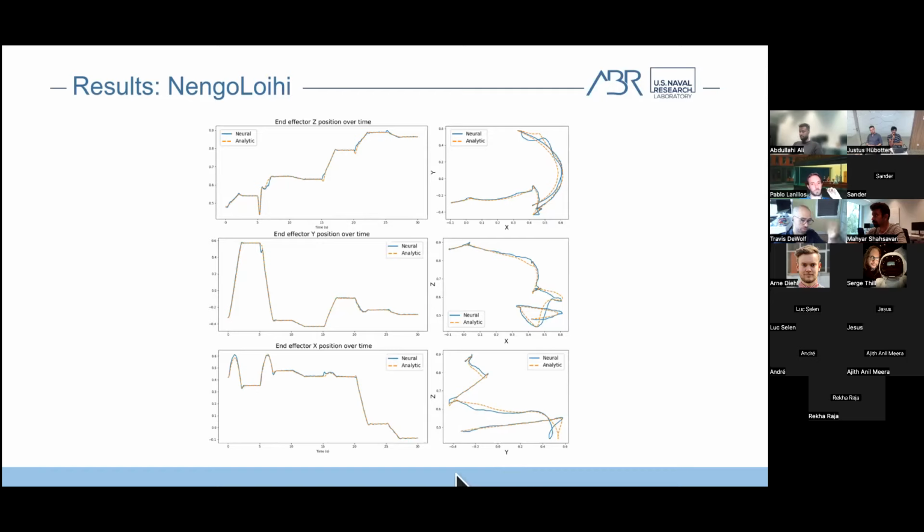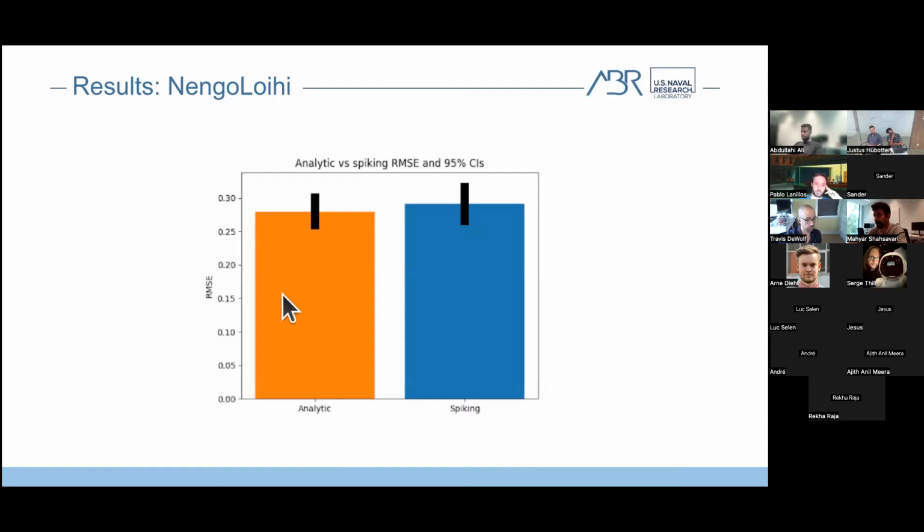I just find this view helps to assess the performance a bit more quantitatively. If we go ahead and calculate the discrepancy between the analytic and the spiking controllers, we see there's some slight mean variance, but where we have 95% confidence intervals that almost fully overlap, there's no statistically significant difference between the performance of the two.